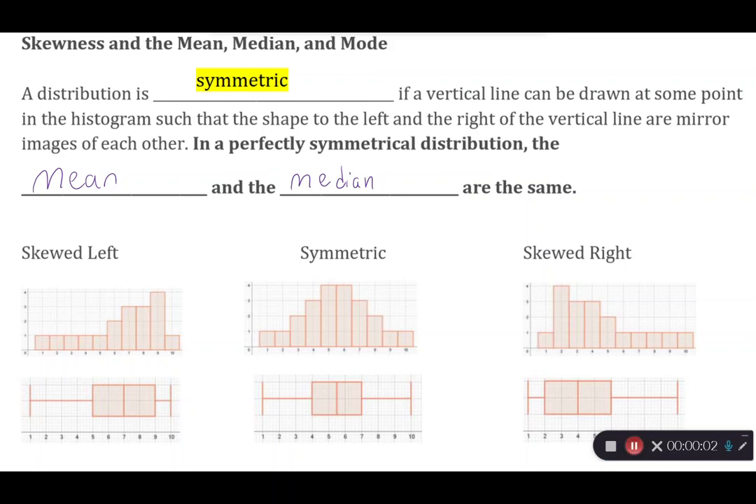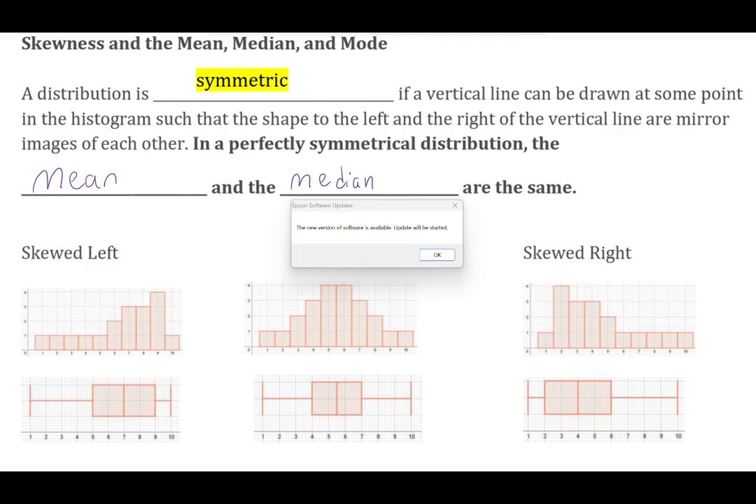Hello and welcome to this video on the mean, median, and mode and their skewness. A distribution is said to be symmetric if a vertical line can be drawn at some point in the histogram such that the shape to the left and to the right of the vertical line are mirror images of each other. In a perfectly symmetrical distribution, the mean and median are the same values.